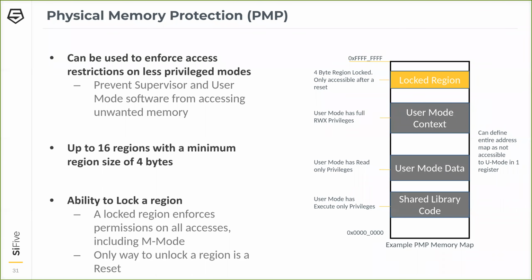Another neat feature of RISC-V's physical memory protection is the ability to lock a region. When you lock a region using the PMP, it enforces access permissions on all accesses to that memory region, including accesses from machine mode. In this way, machine mode can lock a section of memory, and that memory would be inaccessible to any software regardless of mode. And the only way to reset a locked region in memory is to actually perform a system reset.